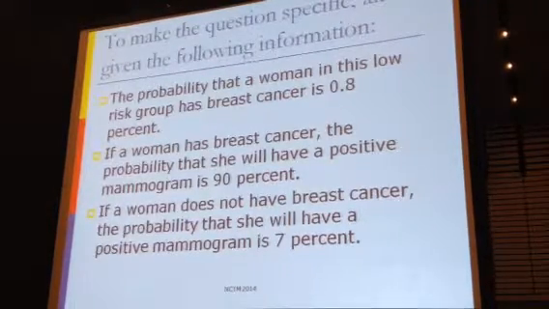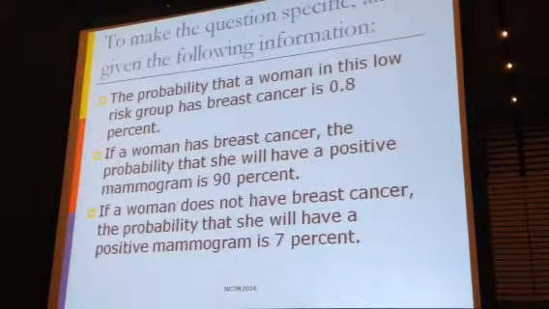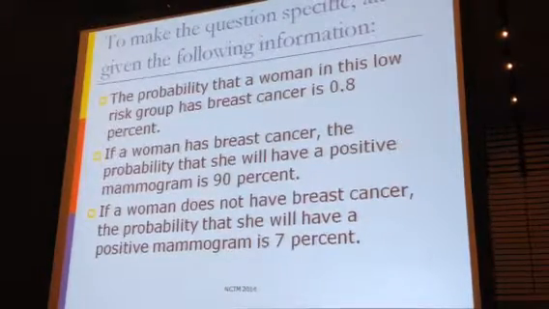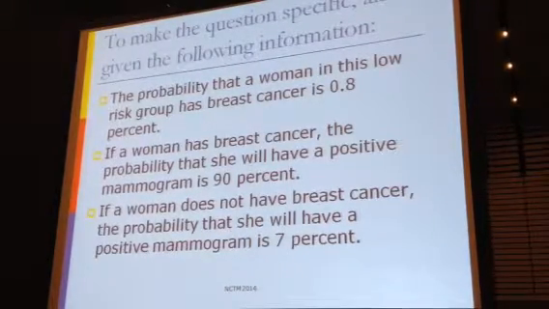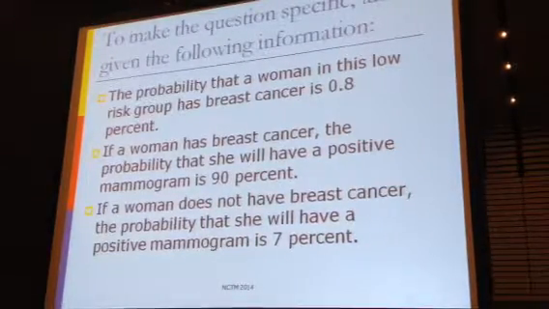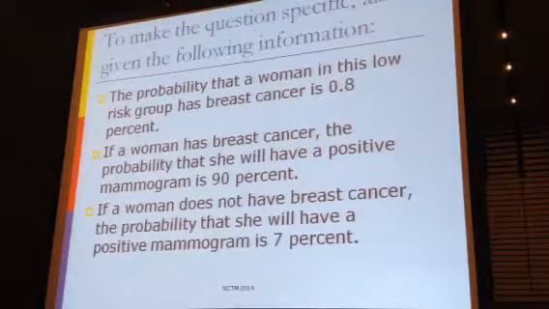This is a low-risk group. The probability that a woman in this group has breast cancer is 0.8%, which even doctors confuse as 8%, or 80%, even worse. If a woman has breast cancer, the probability she has a positive mammogram is 90%. If she doesn't have breast cancer, the probability of a positive mammogram is 7%.